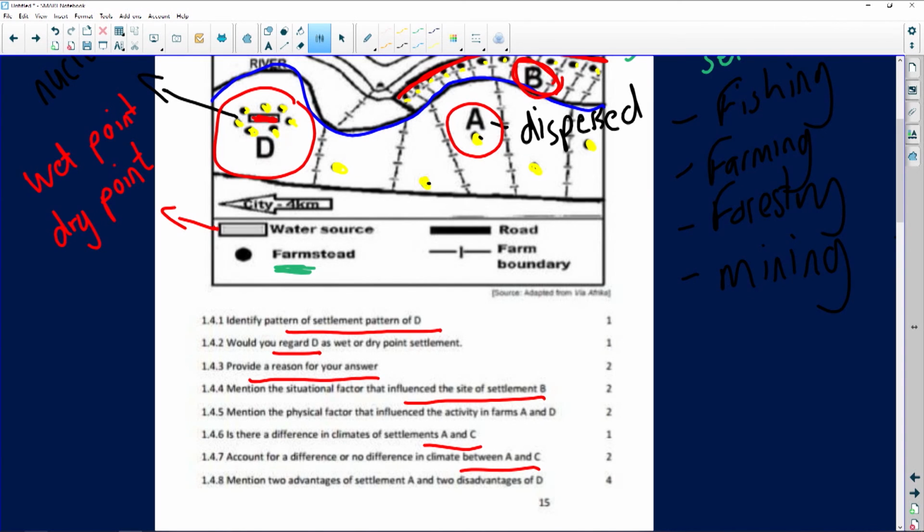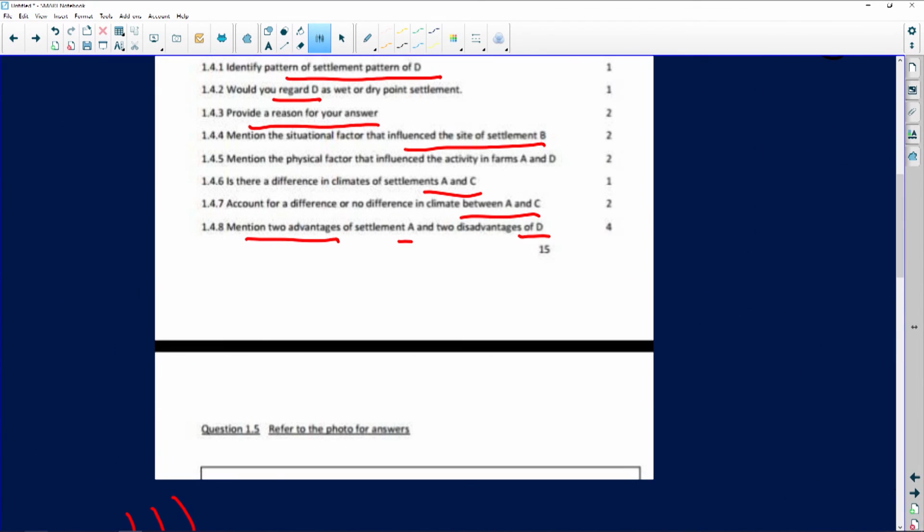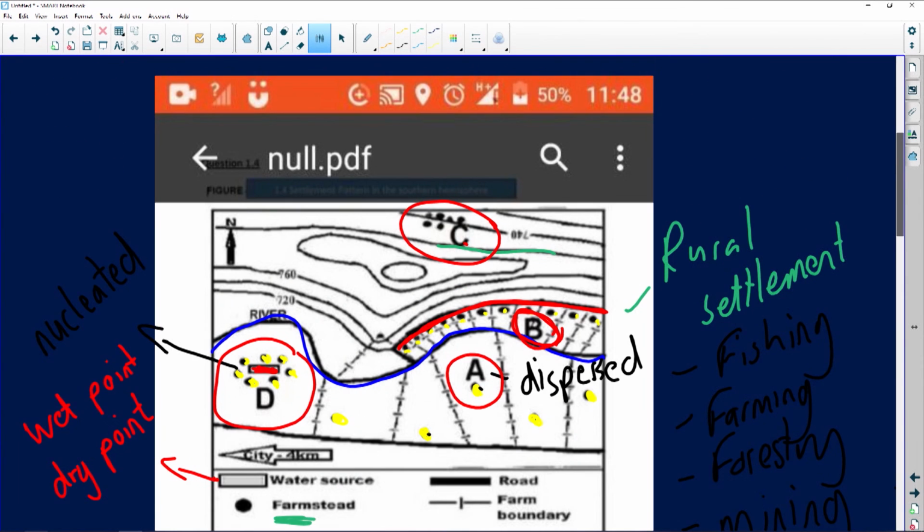If we look at our next question, mention 2 advantages of settlement A and 2 disadvantages of settlement B. If we go to settlement A, what's the advantage of settlement A? First of all, you can see the farmsteads are dispersed. Immediately, A is definitely commercial farming, so it means he can make more money. He doesn't need to share his profit, and that's the reason why it's an advantage. He can plant more and he can earn more money.